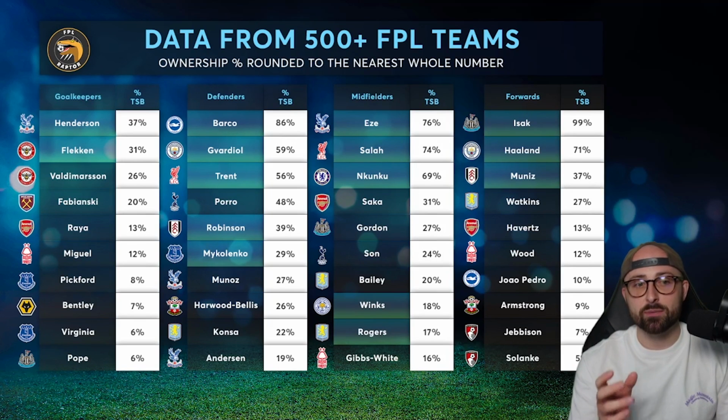For the midfielders, as I spoke about with the team, there were 3 that were very clear, which is Eze, Salah, and Nkunku. All of them around 70% or above.